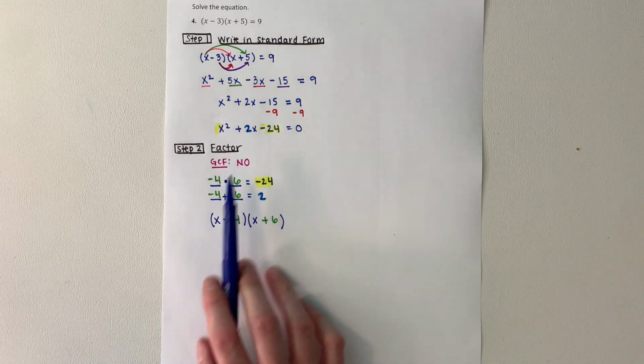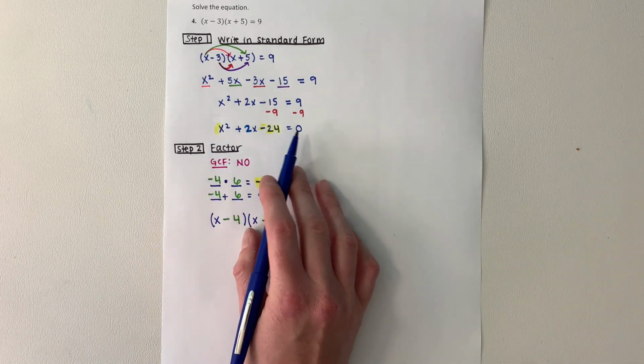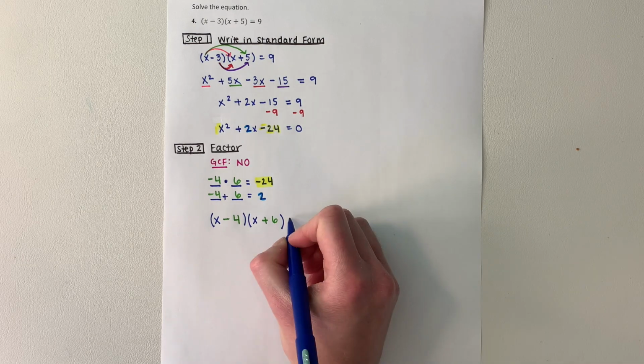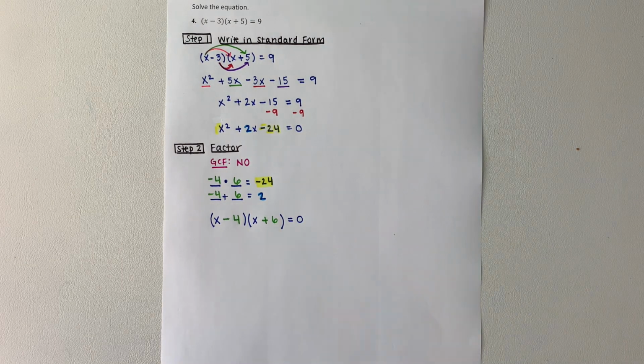Now there's no GCF that we need to put out front, but we do need to remember that we are factoring this equation, and this equation is equal to 0. So we need to make sure to set this factored form equal to 0. Now that we've factored, we'll move on to step 3.